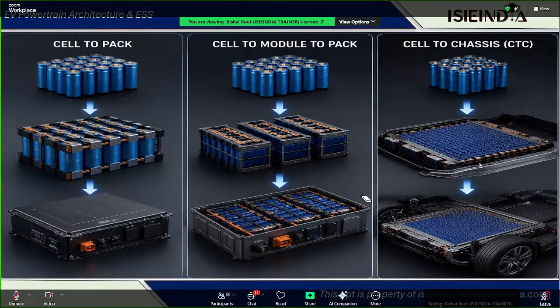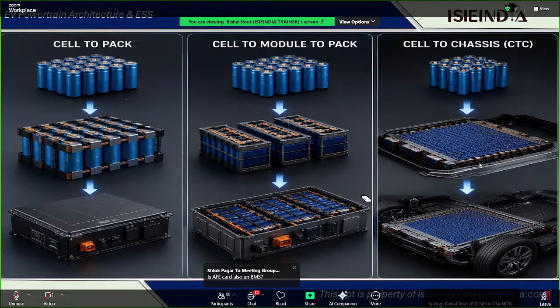Service-oriented EVs are also utilizing this. Like if I'm talking about Tesla Model S and X, they are utilizing a module which is based on the cylindrical architecture. Mahindra Treo and older Indian EV platforms often use the modular pack design. Even the Tata Tiago is utilizing the modular pack design.